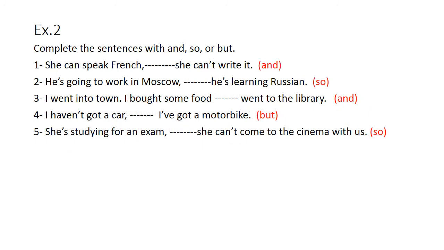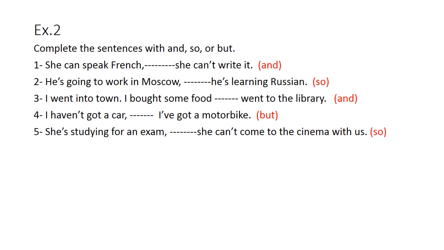Example number 2. Complete the sentence with and, so, or but. And, so, or but. Number 1. She can speak French. She can't write it. We should say she can speak French but she cannot write it.